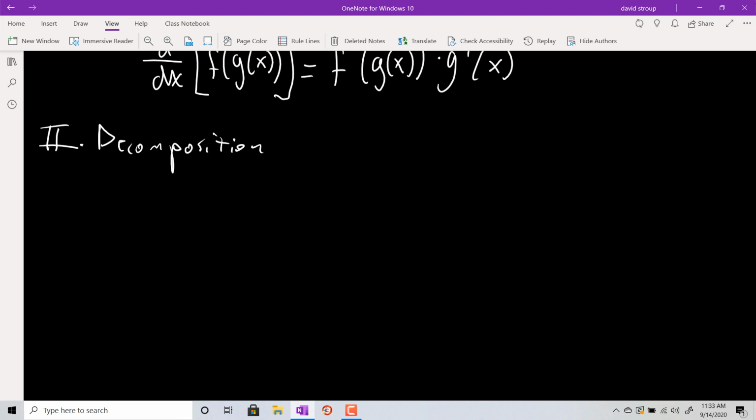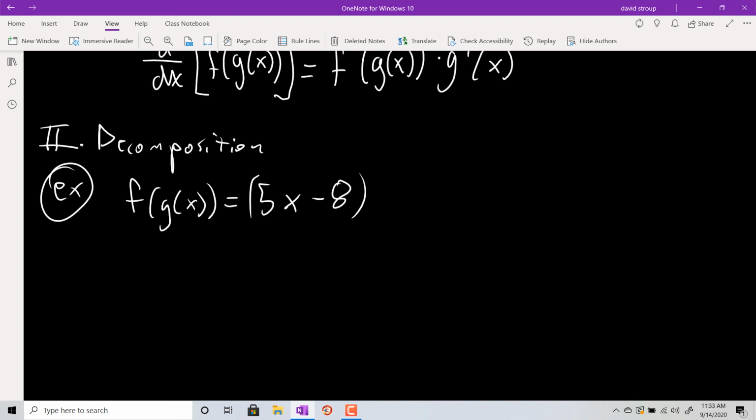They just want you to identify what is f of x and what is the inner part, g of x. So, for example, something like f of g of x equals 5x minus 8 to the fourth. F of x, or if you'd rather, f of u, is going to be u to the fourth. And then this u part is basically g of x. U will equal the inner part, so 5x minus 8.